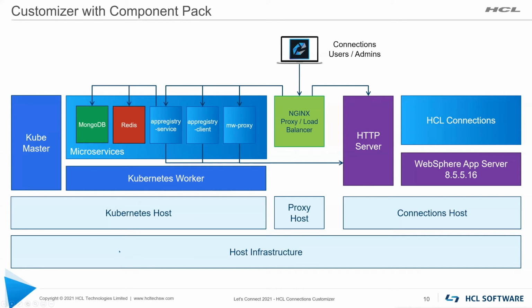But instead of Docker Compose being the orchestrator, we're now looking at Kubernetes to orchestrate and manage the runtime of the microservices. You'll see here the three MW proxy, app registry client, and app registry service microservices that were on the previous slide. They are the same, but to this are now added Redis and Mongo as the persistent layers of storage to support those services. So this is a next step in the evolution of the deployment for those who are more comfortable with Kubernetes and also managing a Kubernetes environment.